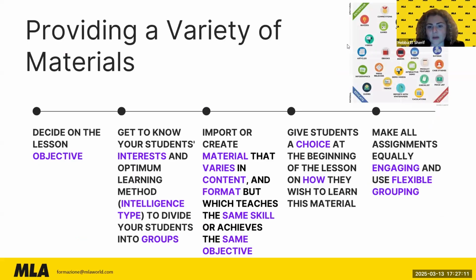Okay, so providing a variety of materials. Different kids learn in different ways. What we do again is before we plan any lesson, we decide what the objective of this lesson is. As a former English teacher, I'm going to talk about it from an English perspective, but you can do this in any subject. So you get to know what your students' interests are, like I was talking about before for the descriptive writing, or you get to know their intelligence type. Some kids have to learn by moving, some kids learn by watching videos, and you have them learn it that way.